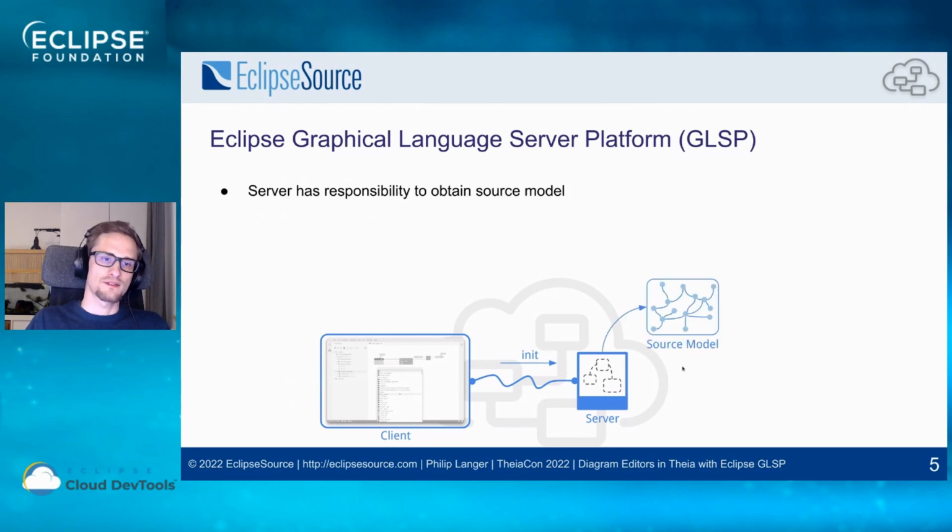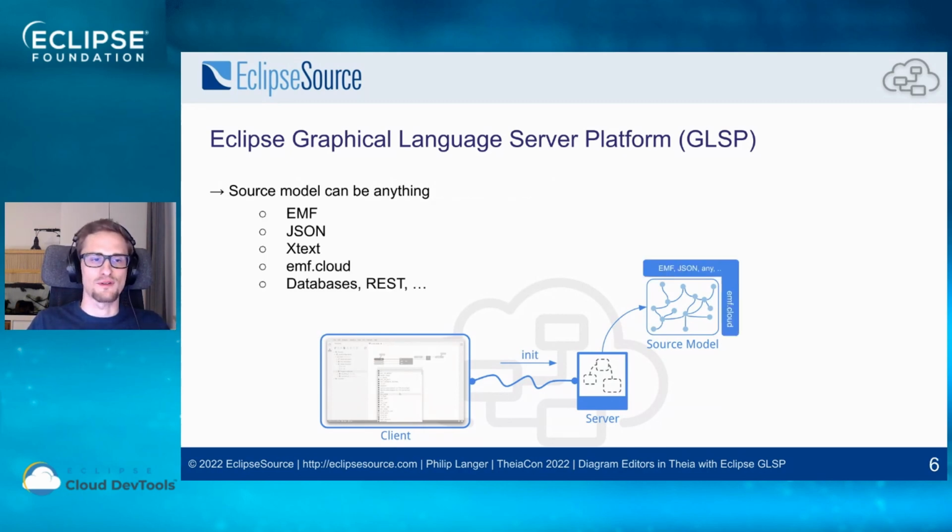The server then has the responsibility, based on this information that it received from the client, to load the source model. The source model is really the source of information that you may need in order to produce a diagram. So it can have an arbitrary format. It can be basically anything. It can be an EMF model, Eclipse Modeling Framework. It can be a plain JSON file. It can be an Xtext-based file, or it can even talk to external components such as model management servers like EMF Cloud or databases or other REST APIs. Doesn't matter.